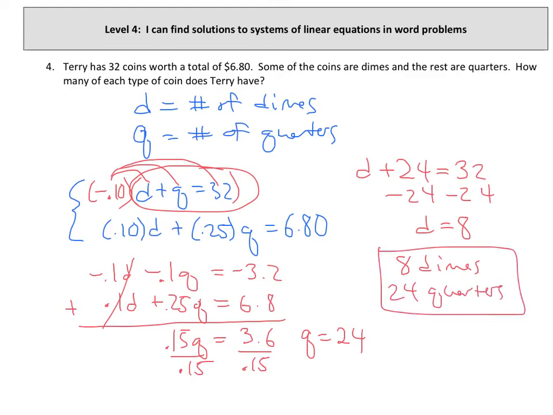But again, we always want to check our answer and make sure it worked. So I know that my dimes and my quarters add up to 32, but I'm going to check it in my second equation. If each dime is worth 10 cents, so 10 cents times 8 plus 25 cents for each of my 24 quarters, does that give me $6.80? Yes, it does.